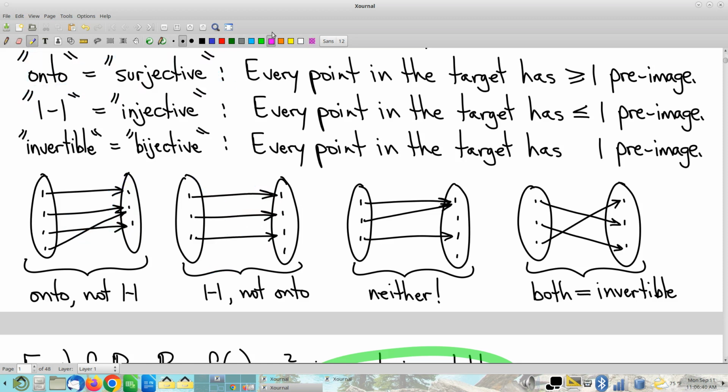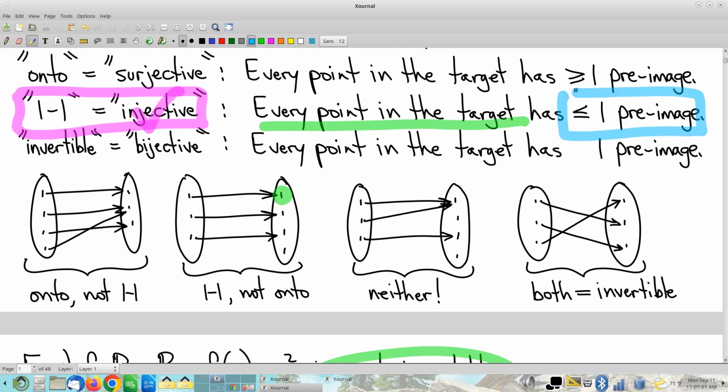Injective, aka one-to-one, which is an unfortunate term. I prefer to say injective. It is the condition where every point in the target, let's take, for example, that point there, has at most one pre-image.